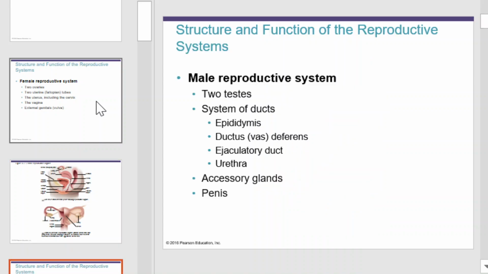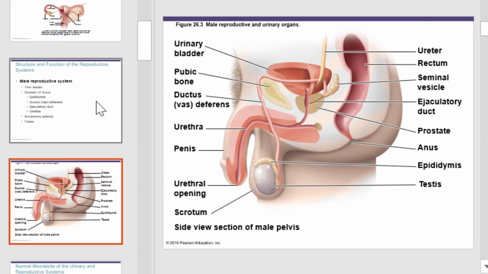Next is the male reproductive system, which is made up of 2 testes, a system of ducts, which includes the epididymis, ductus vas deferens, ejaculatory duct, urethra, and accessory glands, and a penis. This is a rudimentary diagram of the male reproductive system.